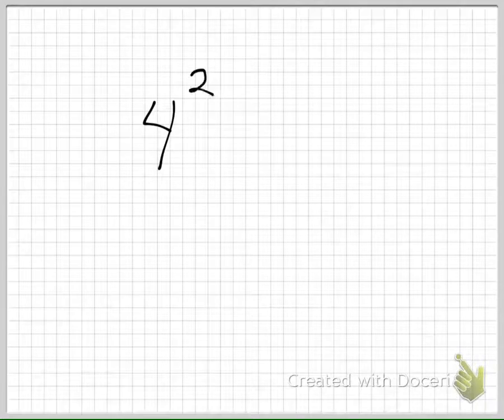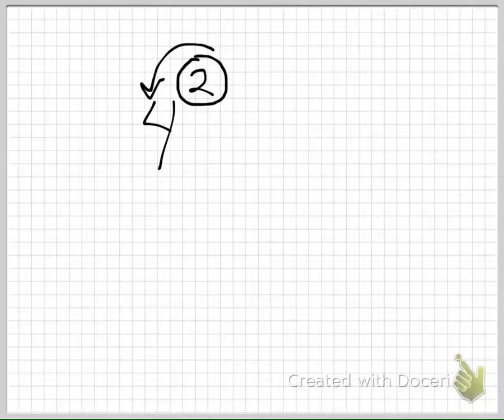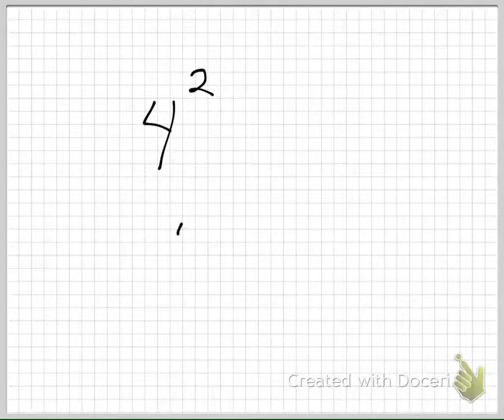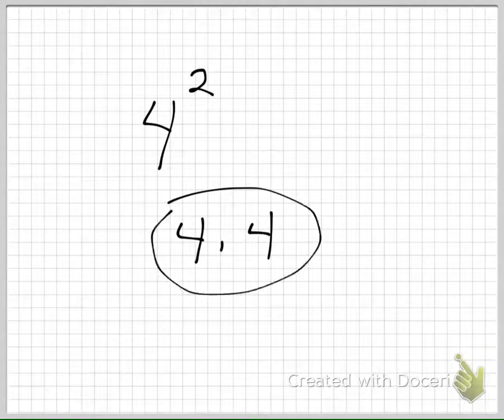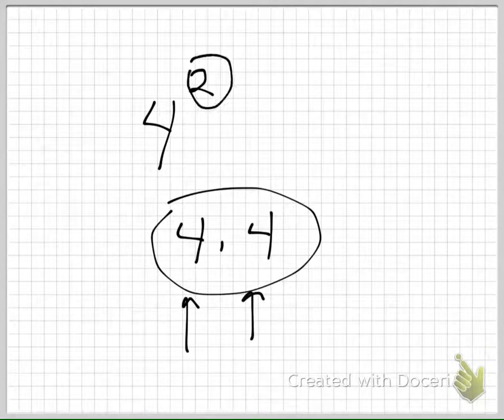Well, an exponent is used to show repeated multiplication. For example, if I gave you this 4 with a 2 up here, a lot of people very quickly, what do you think the common mistake here is? They multiply 4 times 2, and they put 8. That is not true. This exponent simply tells you how many 4s are being multiplied by each other. Therefore, this is not 4 times 2, it's 4 times 4. There are 2 4s. That's what that guy tells you.